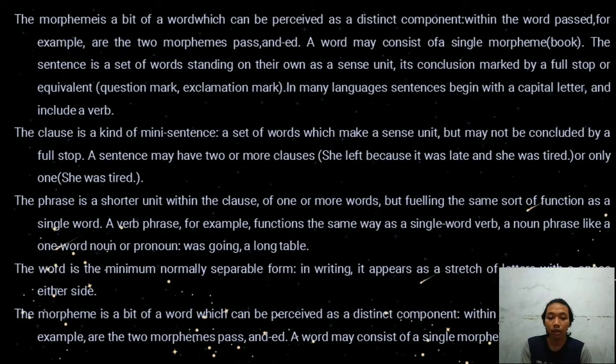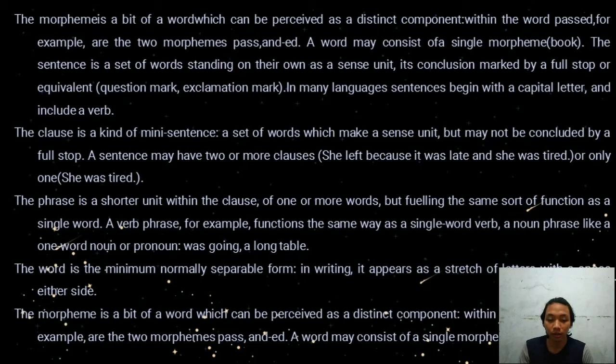The next, the clause. The clause is a kind of mini sentence, a set of words which make a sentence unit, but may not be concluded by a full stop. A sentence may have 2 or more clauses. Example, she left because it was late and she was tired. Or only one clause, she was tired.